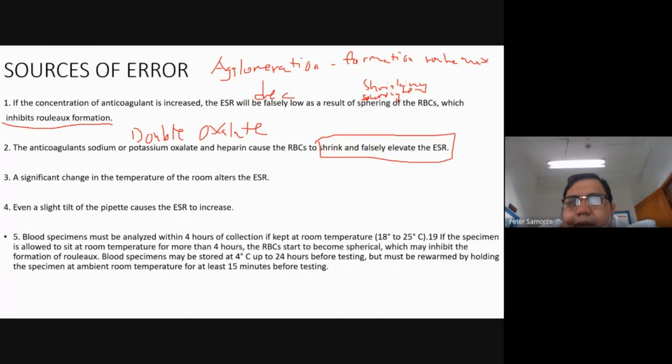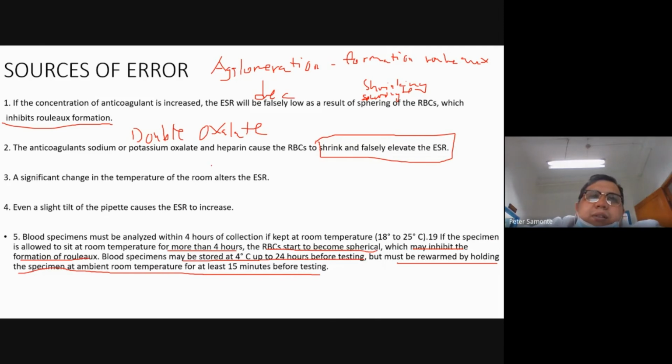If the specimen is allowed to sit at room temp for more than 4 hours, the RBC starts to become spherical, which may inhibit the formation of rouleau. Blood specimens may be stored at 4 degrees for up to 24 hours before testing, but must be rewarmed by holding the specimen at ambient room temp for at least 15 minutes.